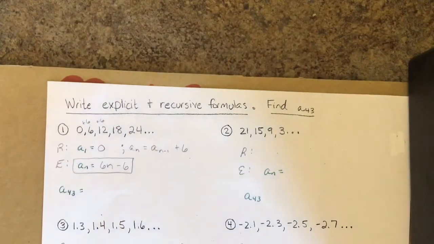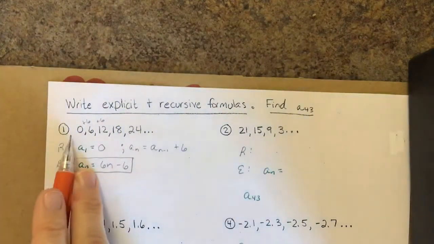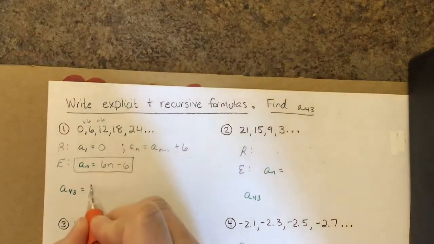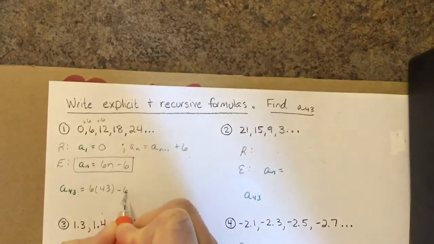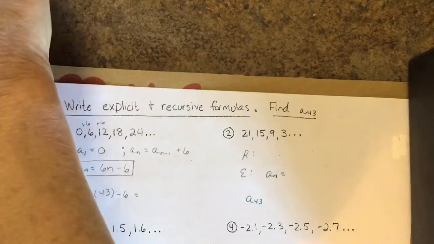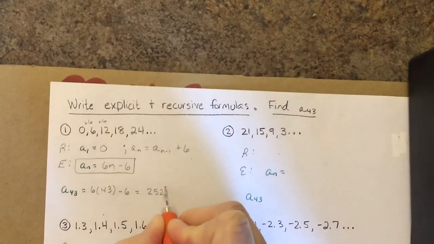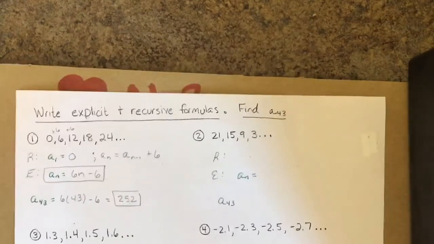And we're going to use it right now to find the 43rd term in this sequence, without finding the first 42. Of course, we know the first 1, 2, 3, 4, 5. So we're going to go 6 times 43 minus 6. Plug that in, 6 times 43 minus 6. We get 252. Nice.